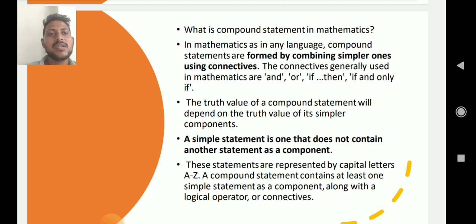A simple statement is one that does not contain another statement as a component. These statements are represented by capital letters A to Z. A compound statement contains at least one simpler statement as a component along with a logical operator or connective.